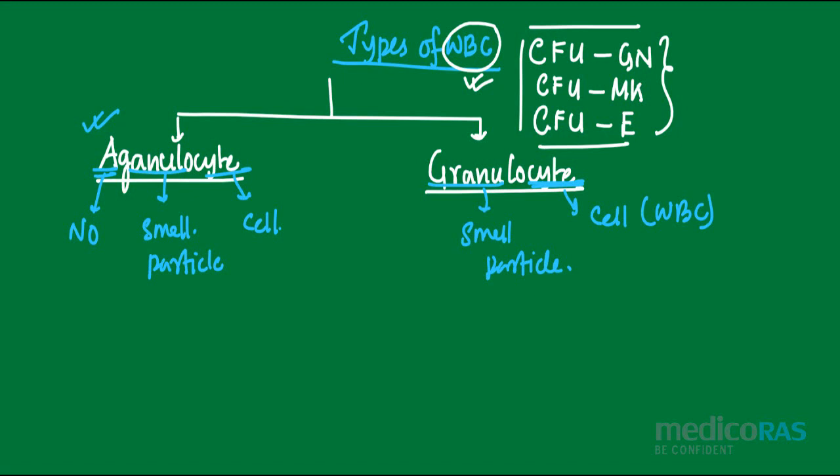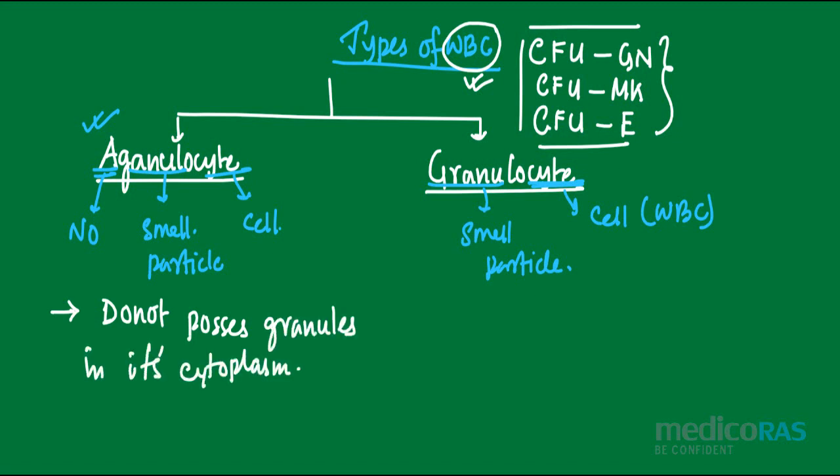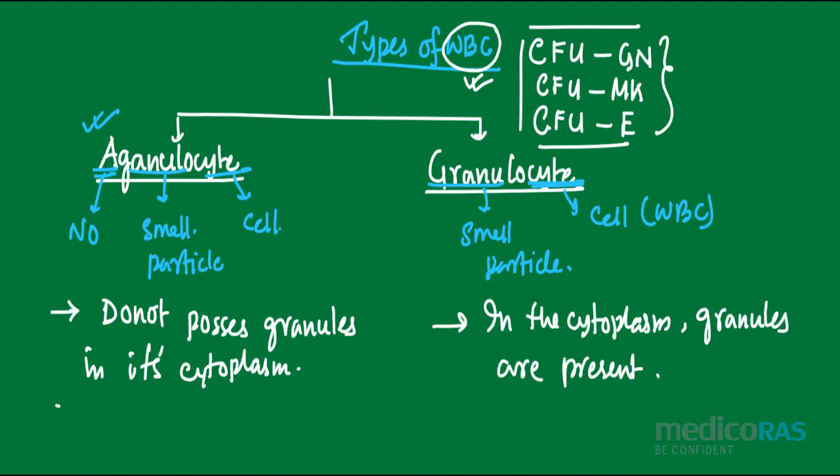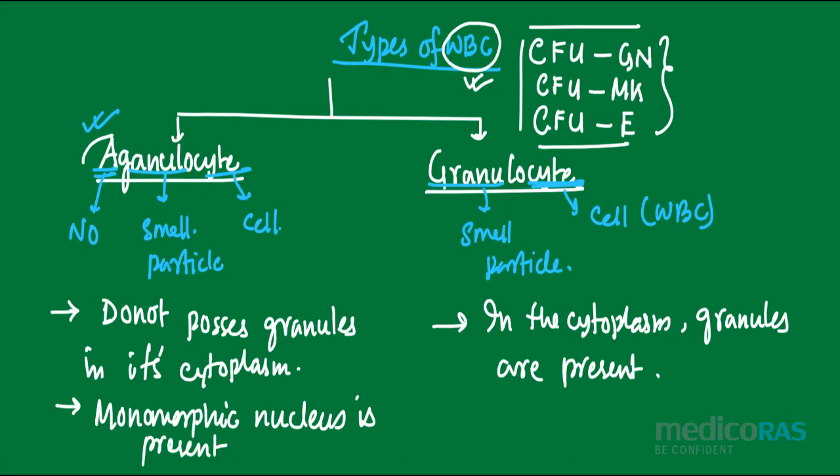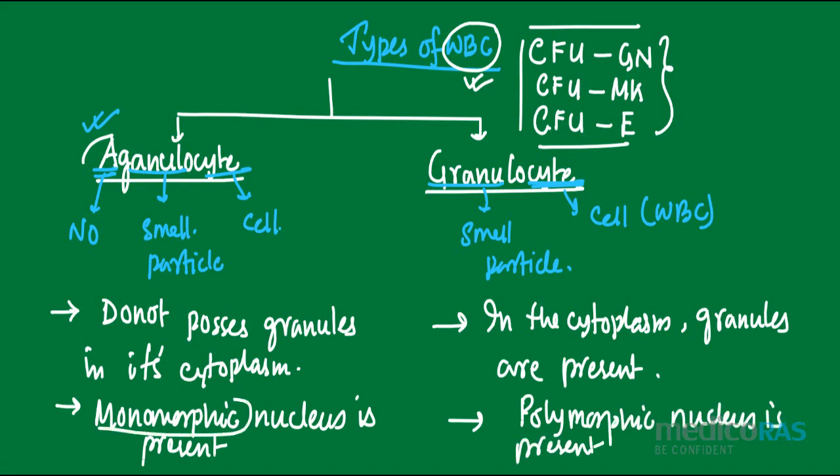Now let's check what we can write for agranulocyte and granulocyte. The first point, please note it down: agranulocyte does not possess granules in its cytoplasm, but in granulocyte, granules are present in the cytoplasm. Similarly, the next point, which is the most important concept: an agranulocyte always has a monomorphic nucleus, and here in the granulocyte we should write that a polymorphic nucleus is present. These two terms are very important for entrance examinations.